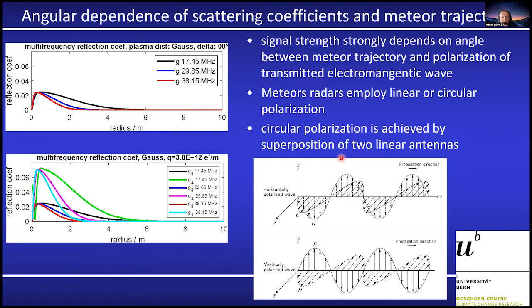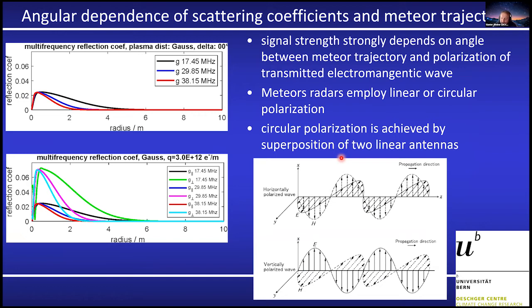Okay. Now, as I mentioned, there was quite some difference between the two scattering regimes. And when we have a radar, we basically can have two cases. We can have a circular polarization or a linear polarization. Many of the old systems use a linear polarization.